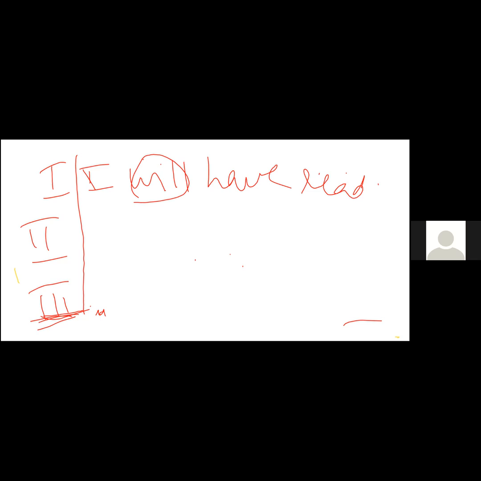Okay. Yes. So if you have a word like see, saw, then what is the future tense for saw?